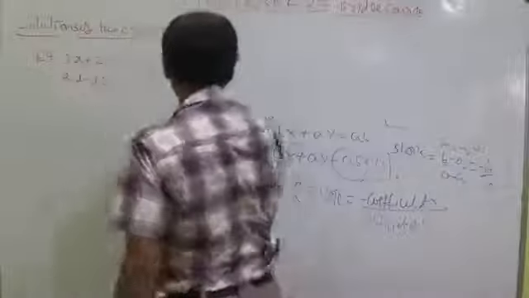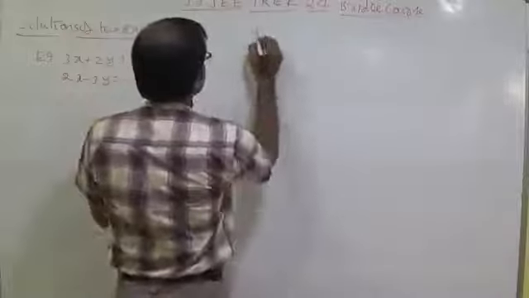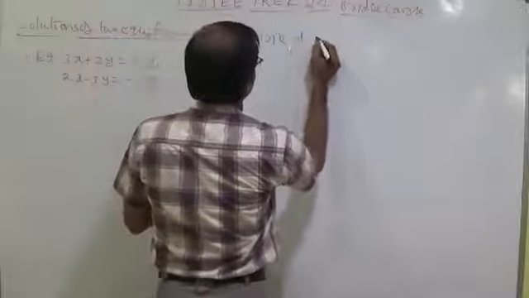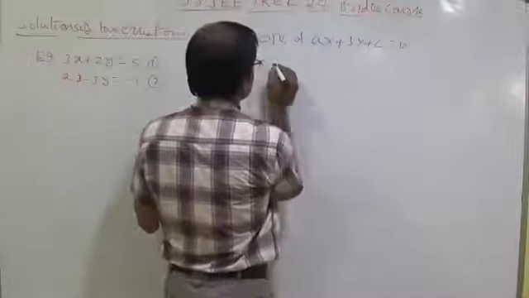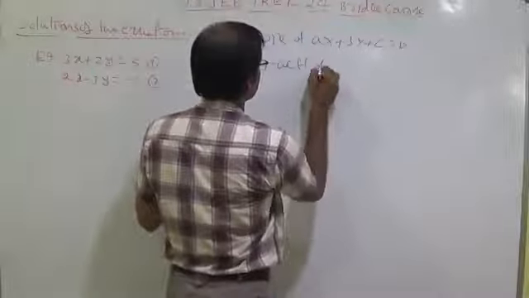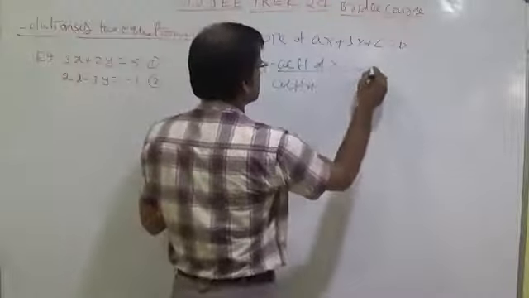So, what is the slope of ax plus by plus c equal to 0? Let us discuss the slope of the line ax plus by plus c equal to 0. That is equal to minus coefficient of x by coefficient of y, that is equal to minus a by b. Next, the slope of the line lx plus my plus n is equal to 0 is minus coefficient of x by coefficient of y, minus l by m.